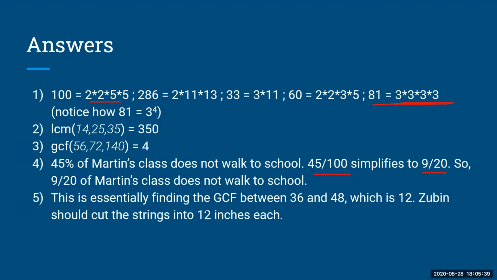So number 5 is essentially finding the greatest common factor between 36 inches and 48 inches, because you have those 2 lengths of string and you want to cut them into equal sizes and make them as long as possible. So you take the GCF, which is 12. So Zubin should cut the strings into 12 inches each.